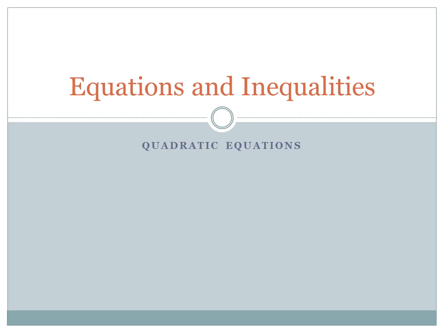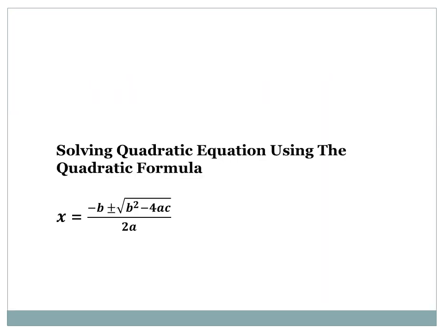We are still on equations and inequalities, and we are going to consider quadratic equations. So today we are going to learn how to solve a quadratic equation using the quadratic formula. And the formula for the quadratic equation is x is equal to negative b plus or minus the square root of b to the power 2 minus 4ac, all divided by 2a.